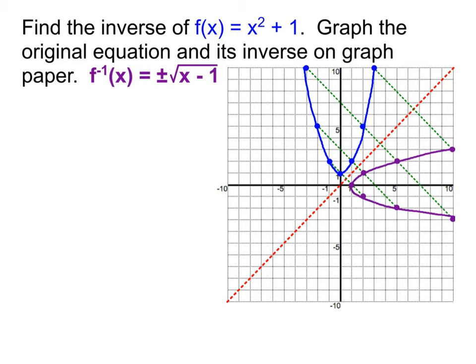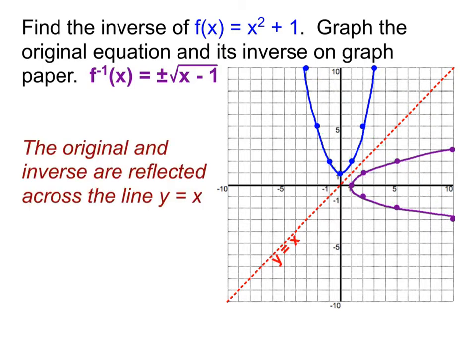And because it is a reflection across that line, we can also see that the original and the inverse will always be reflected across that line, the equation of which is y equals x. And so one thing you'll hear said about an inverse is that the inverse is always reflected across the line y equals x.